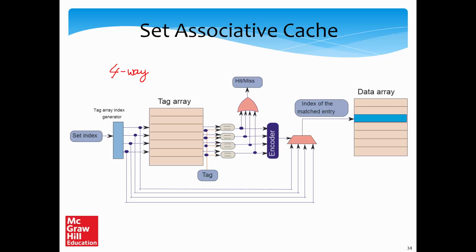So we take the set index, which we again get from the address, and we access the set, and in specific the four entries within the set. For each of them we compare. If there is a match, well, we get a hit, and also we find out which one matched. So if it's this line, that's fine. Then we choose the corresponding entry, which is this entry, and we use it to access the data array.